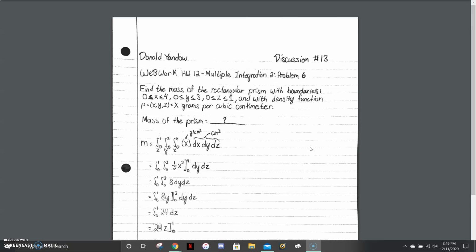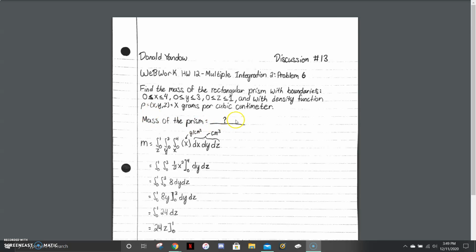Those boundaries are 0 is less than or equal to x, which is less than or equal to 4. 0 is less than or equal to y, which is less than or equal to 3. And 0 is less than or equal to z, which is less than or equal to 1. And we have to integrate using our density function, which was given here, which is x grams per cubic centimeter.